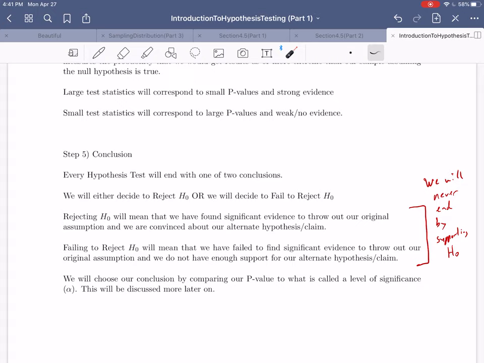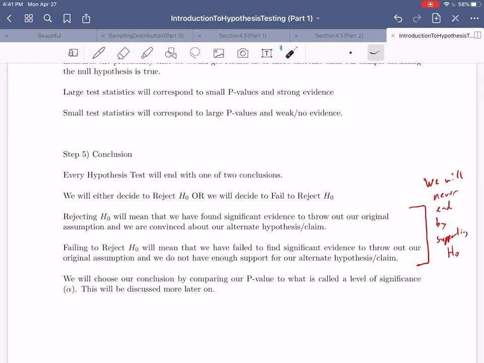When you assume something is true, you either end up saying, oh, you know, that assumption at the beginning was wrong, that's rejecting H0, or you end up saying, you know what, that assumption isn't wrong, but I can't really say it was right either. I just didn't get anywhere. So just keep in mind, we will never end by supporting the null.